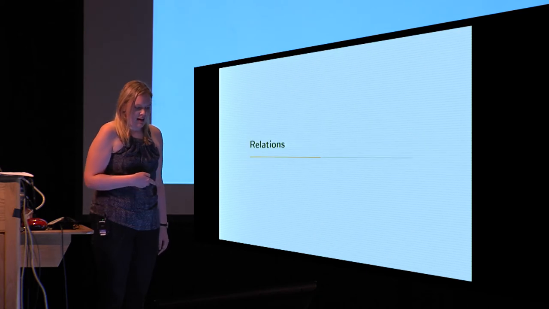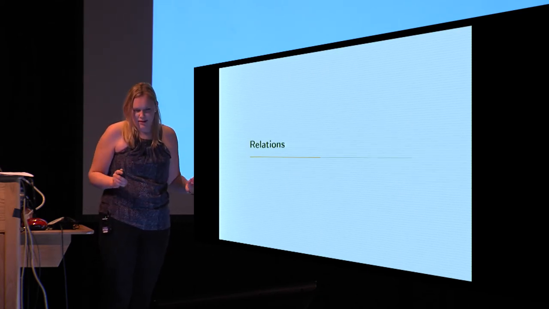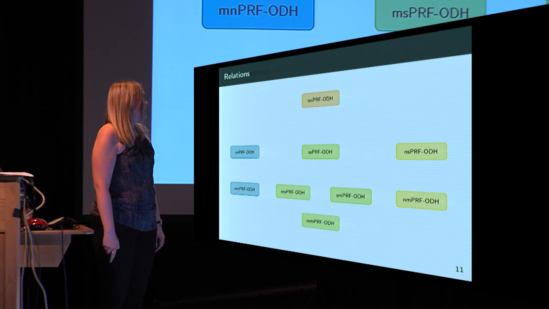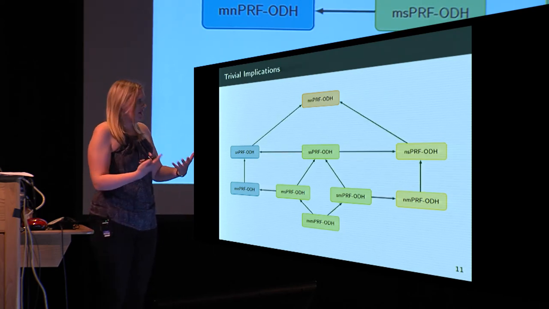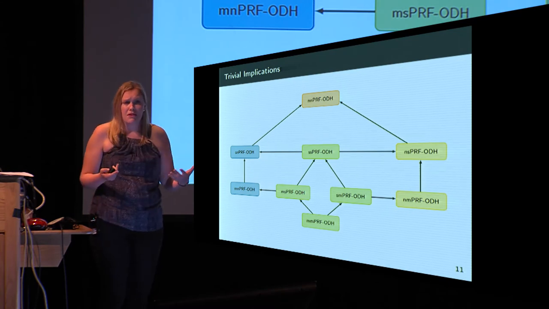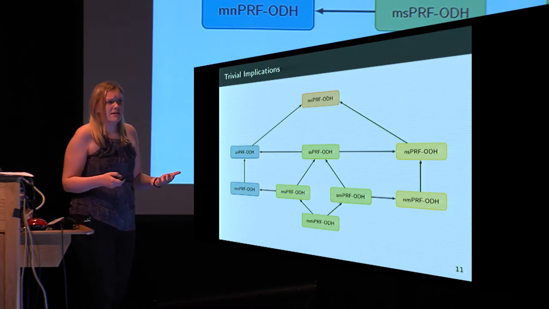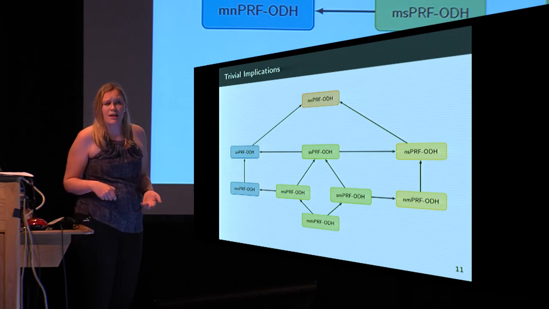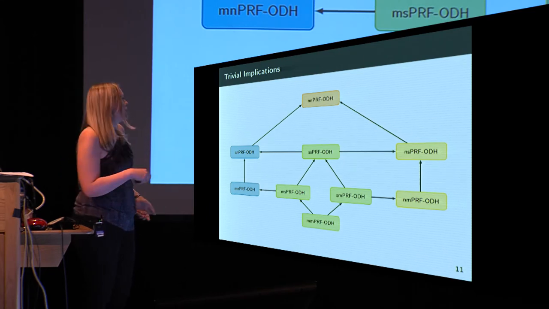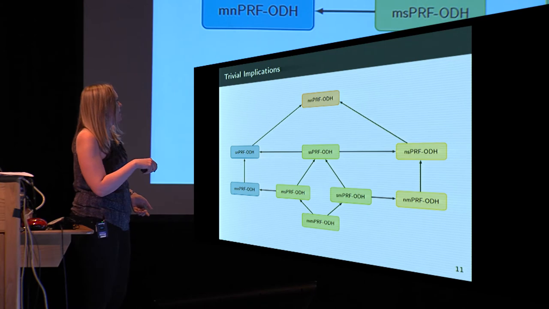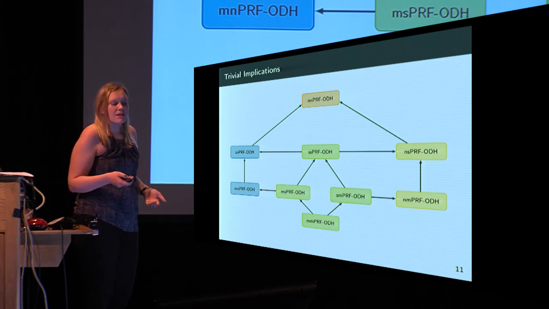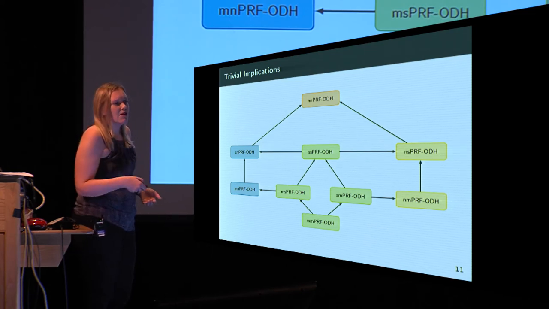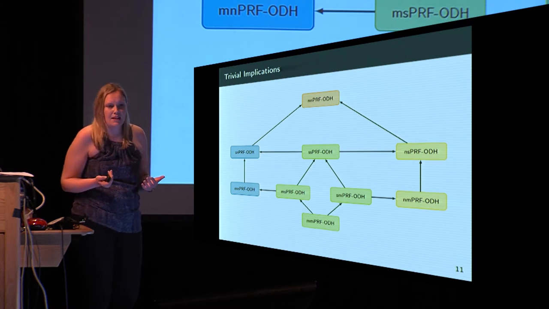Right. So we have all these different notions right here, but what are the relations like? And we started off with a trivial implication, so nothing really interesting is here. You simply establish these by restricting the adversary's capabilities in querying the oracle. So for example, if you want to go from MMPRF-ODH to SMPRF-ODH, you simply restrict the adversary by not allowing multiple queries to the left oracle, but just a single one, so nothing really interesting is happening here.